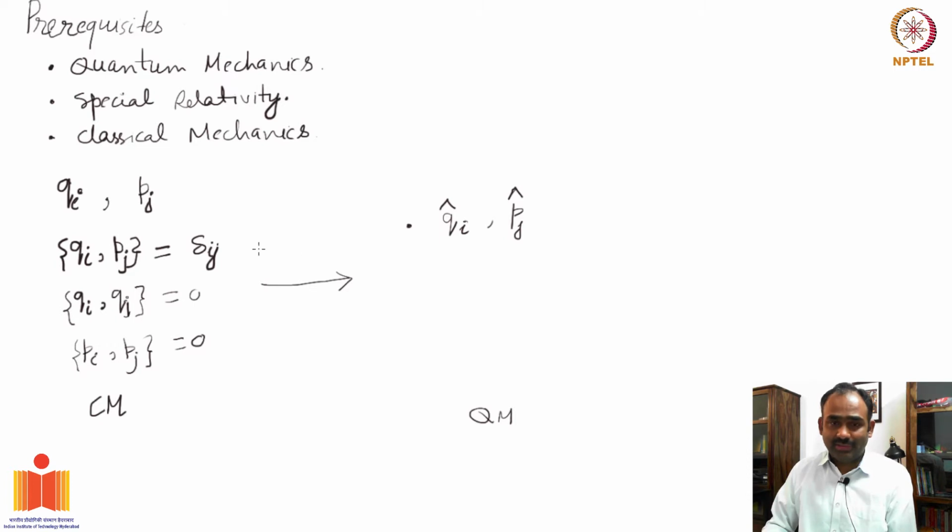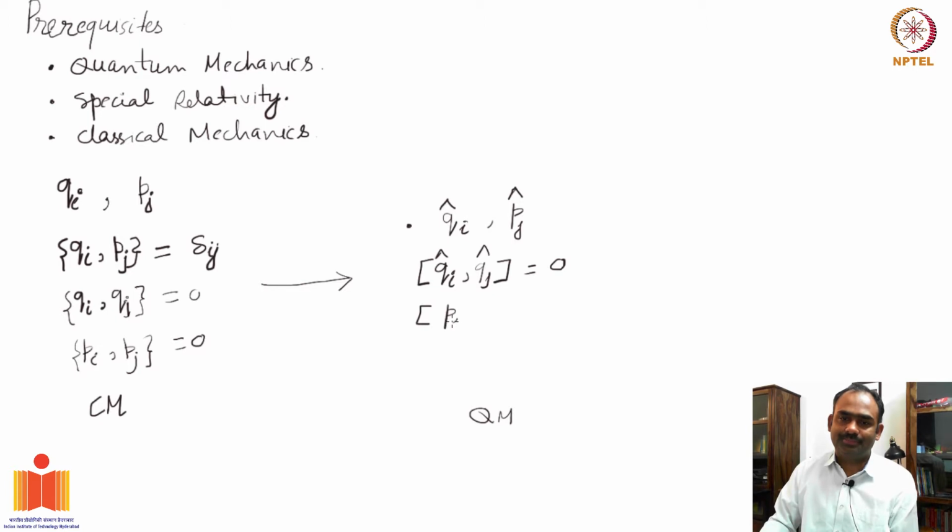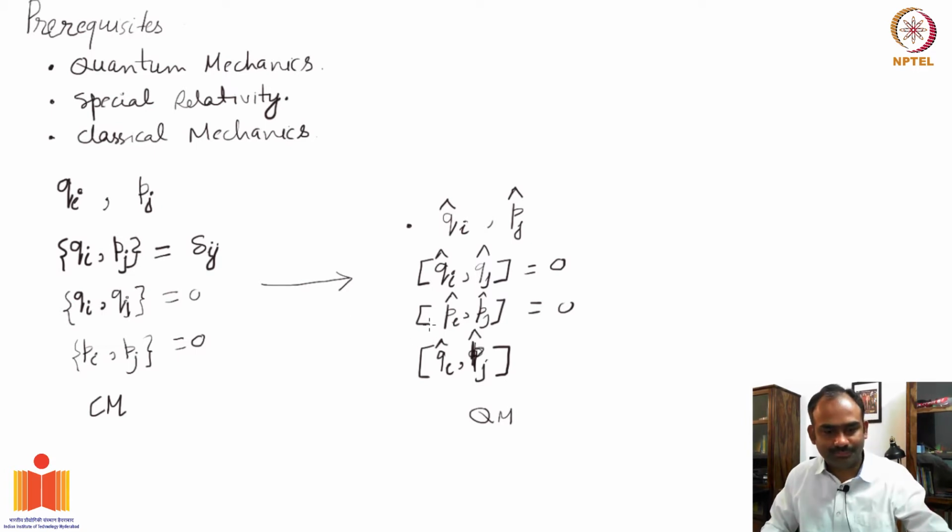And the Poisson brackets are replaced by commutators. So you define the commutator of q_i hat and q_j hat to be 0, which you would have already studied in your quantum mechanics. Similarly, the commutator of p_i hat and p_j hat is equal to 0. Now let me write down this one and then it will be clear what I'm doing. You form this commutator of q_i and p_j, and this is replaced by, or is equal to, i h-bar times the Poisson bracket you calculated in the classical theory.